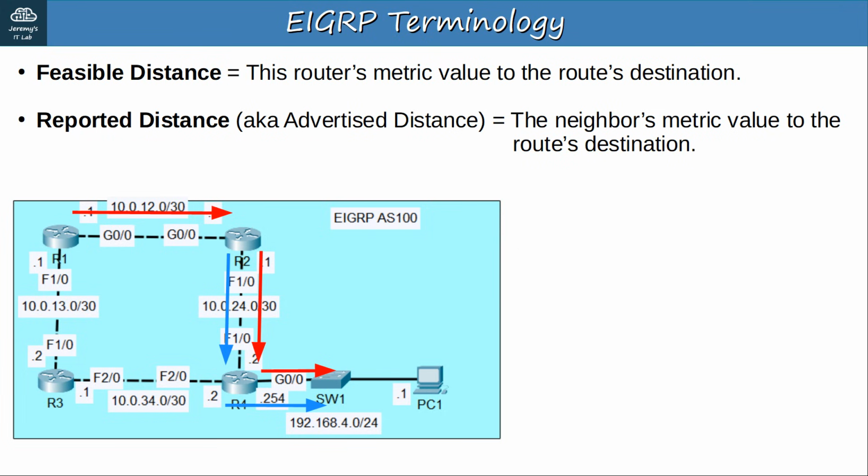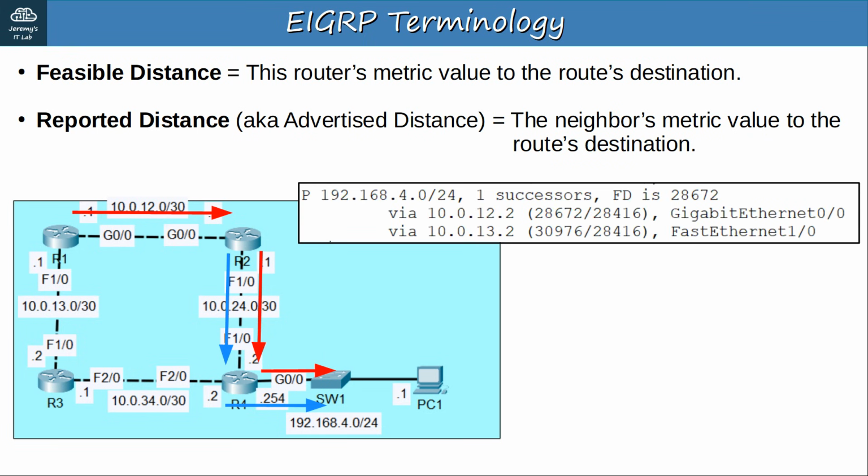Note that these terms are not related to the concept of administrative distance. EIGRP uses the term distance, but this is the metric used to compare EIGRP routes, not the administrative distance, which is used to compare routes from different routing protocols. Let's take a look at the real costs in Packet Tracer. Here's the output of the show ip eigrp topology command, just for the route to the 192.168.4.0/24 network.